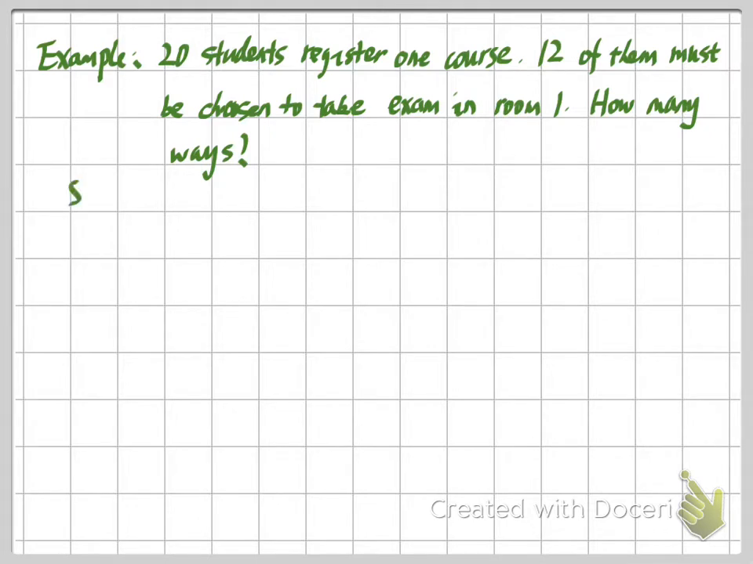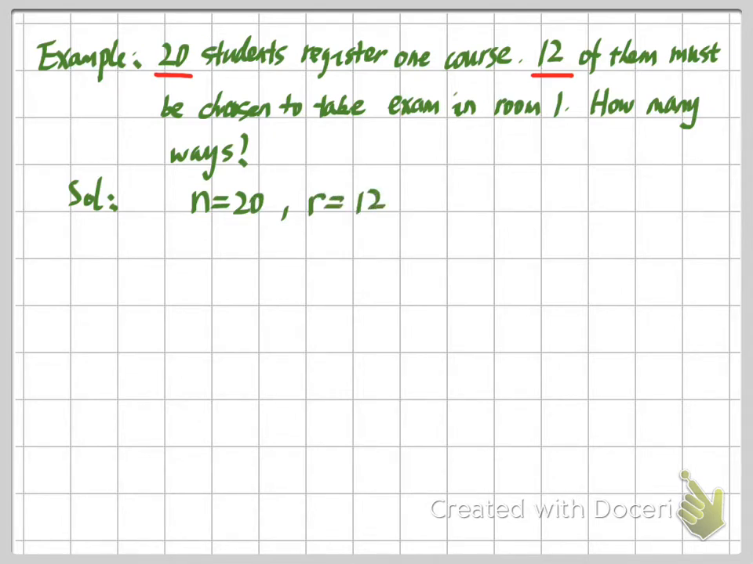So if we want to talk about this, the first thing is we need to think about what is our N, what is our R, and whether this is a permutation or a combination. Here in the question we can see there are 20 students and we need to select 12 of them. So the question is very clear. Here N should equal 20 and R is equal to 12.